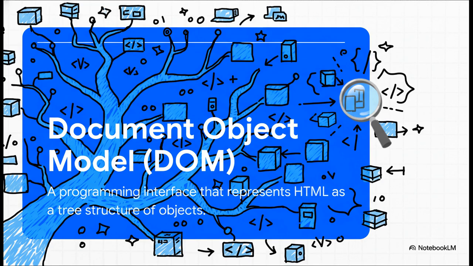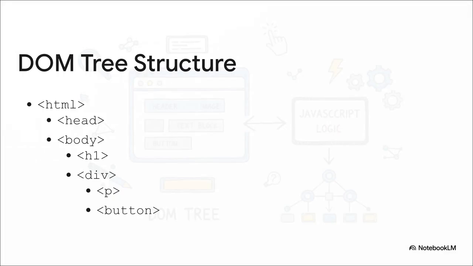It's not the actual text file you wrote. Think of it as a live interactive version of your page that lives inside the browser's memory. It's a structure of connected pieces that JavaScript can actually talk to and change. The easiest way to think about it is like a family tree for your web page.